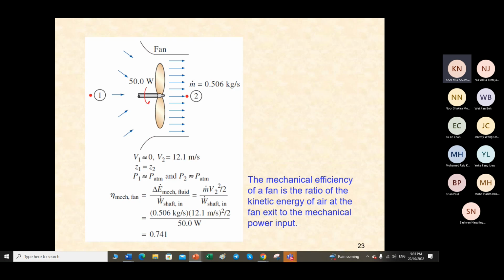So in this case, the mechanical fan efficiency eta is equal to delta E mechanical fluid divided by W shaft. Delta E mechanical fluid is the kinetic energy held by the flowing fluid, half m v squared. So that is m times v2 squared by 2, and the shaft work W shaft in is 50 watt, which is in the denominator. So this is the efficiency, 0.741.